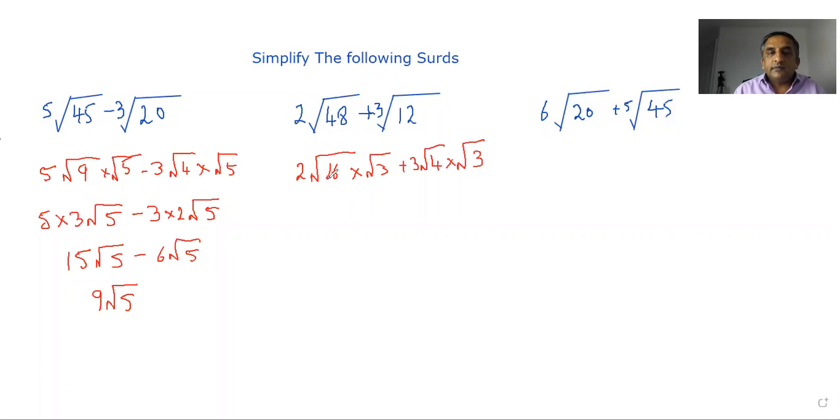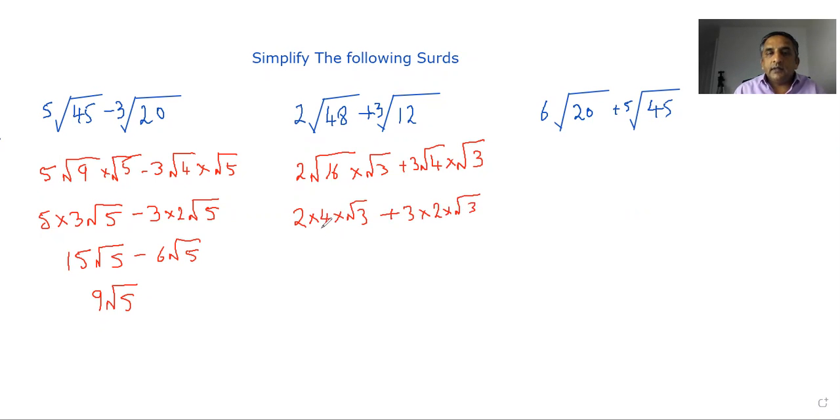Now we know that square root of 16 is 4, so we can write 2 times 4 and then times square root of 3. And on the right hand side, it will be 3, and square root of 4 is 2, so we can write times 2 and then square root of 3.